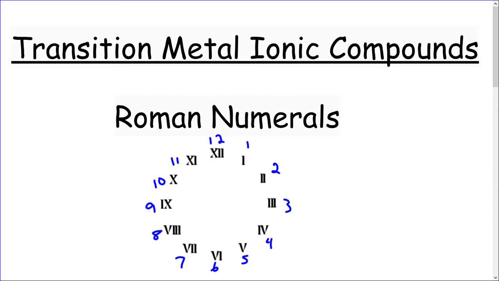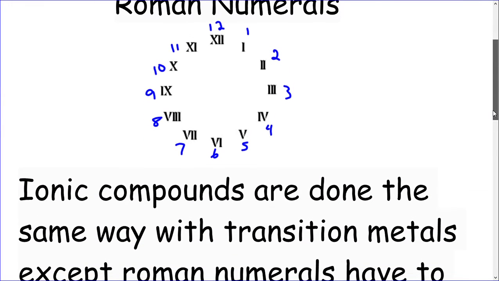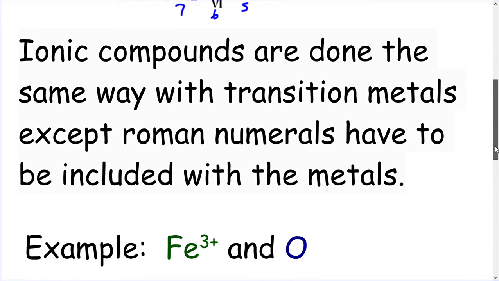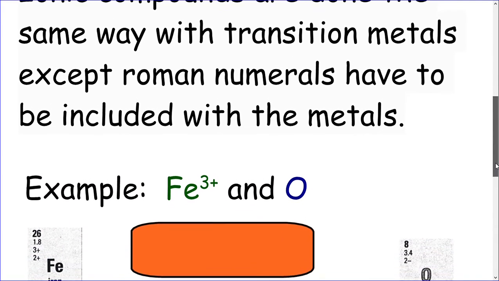So we're going to use those Roman numerals when we name our ionic compounds with transition metals. Ionic compounds are done the same way, same steps. We put the charges above, we cross, we reduce with ones and reduce it down if we can, writing out the ending with the IDE. Ionic compounds are done the same way with transition metals, except Roman numerals have to be included with the metal. And in general, we'll see why.